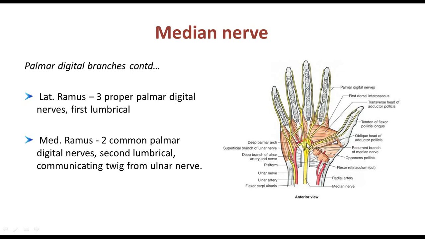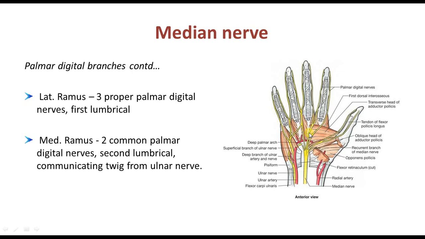The medial ramus gives 2 common palmar digital nerves, which in turn give rise to 1, 2, 3 and 4 proper palmar digital nerves. From the medial ramus, it also gives a branch to the second lumbrical muscle. So these are the lumbricals you see here. It also gives a communicating twig to the ulnar nerve. Okay. So that is about the medial ramus.